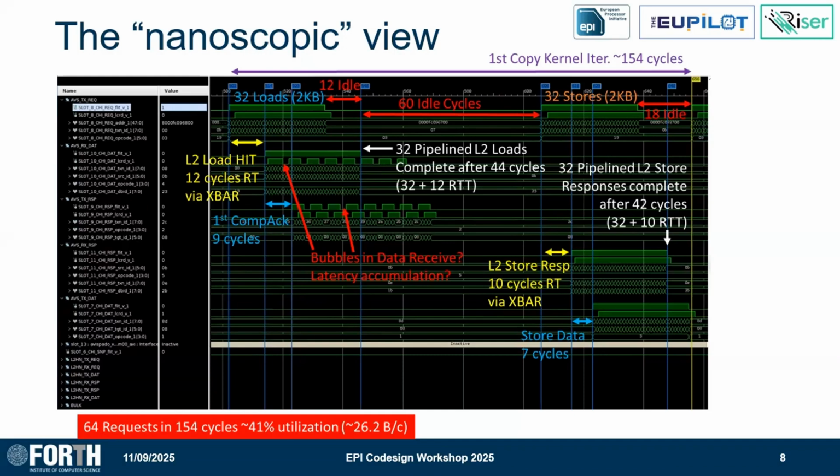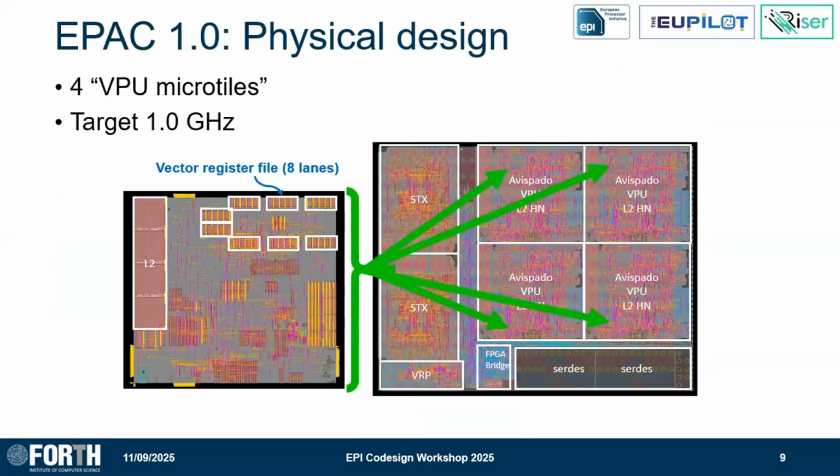That was 2021. After that, we had designed things and things again. Certain parts, the core, the caches, the VPU, many things. Now with this thing, we went to do physical design. So you can see the physical design of the whole chip, the EPAC 1. Zooming in on the micro tile here, for instance, you can see the vector register file with 8 lanes. The target was 1 gigahertz. So these are just to show you.